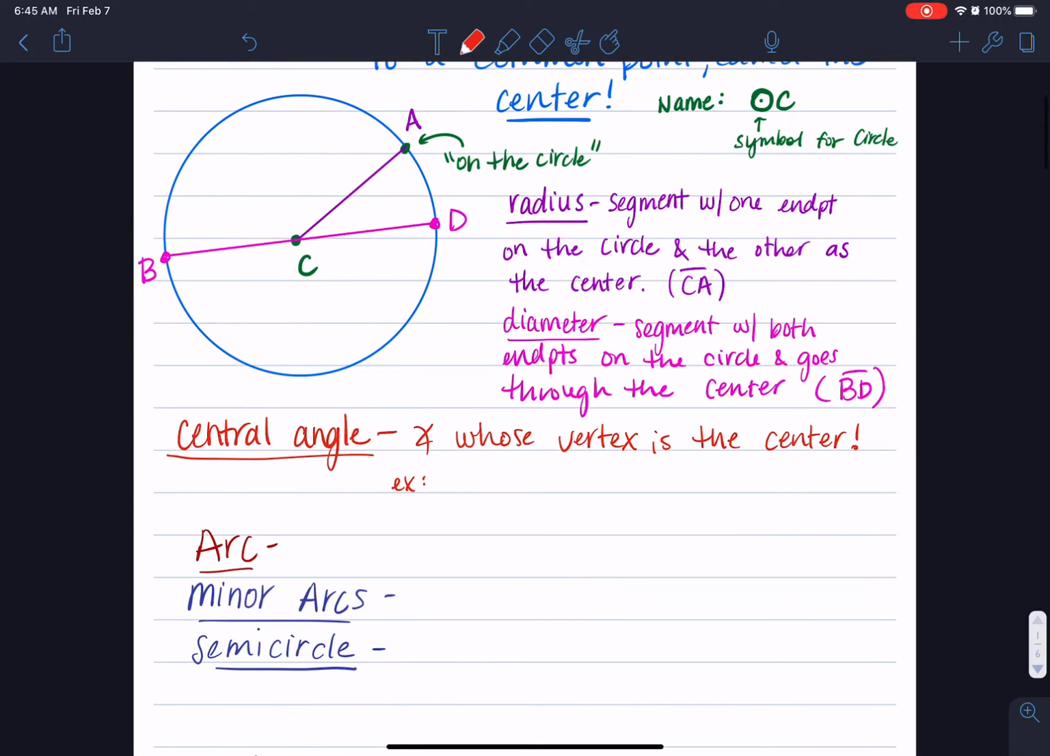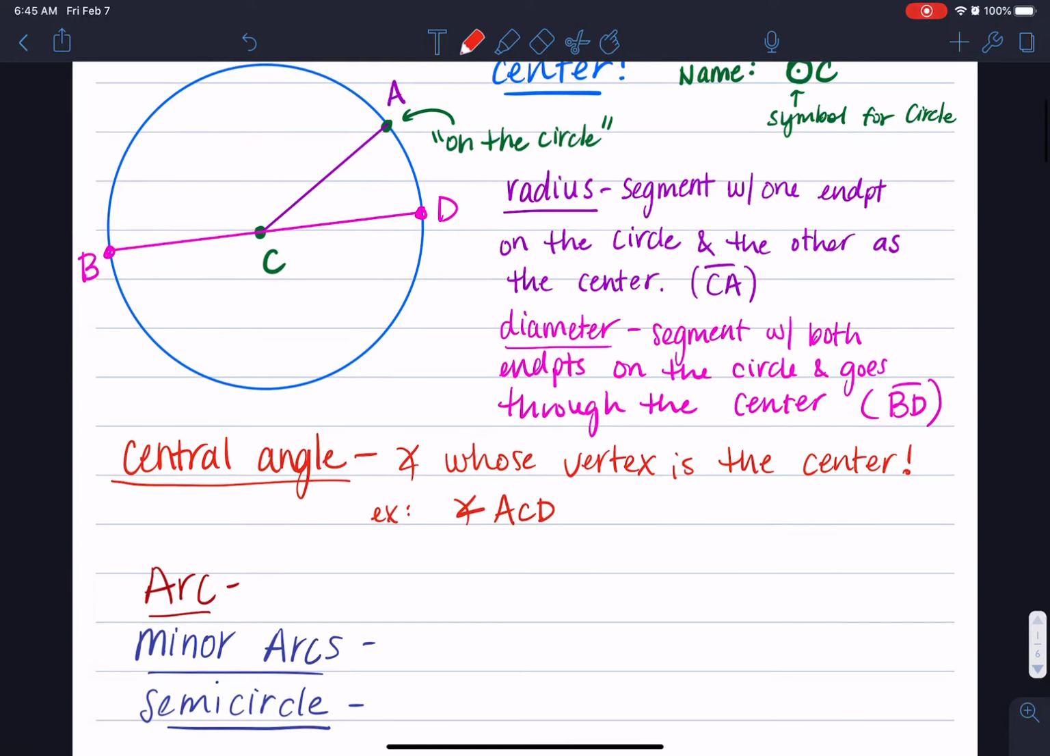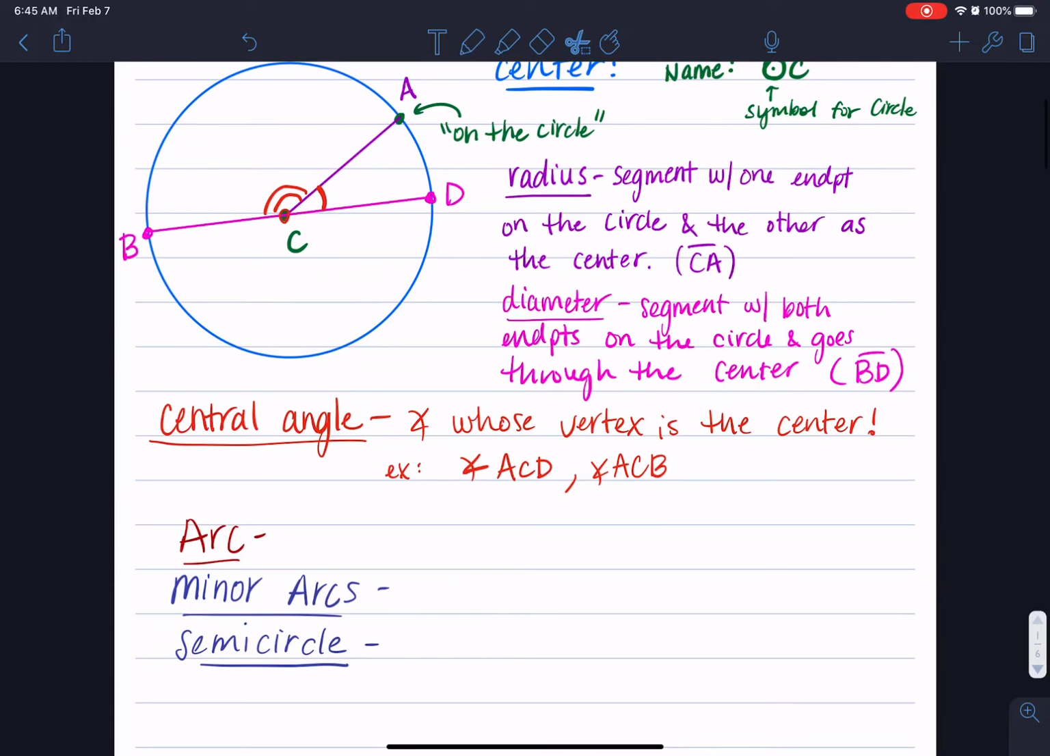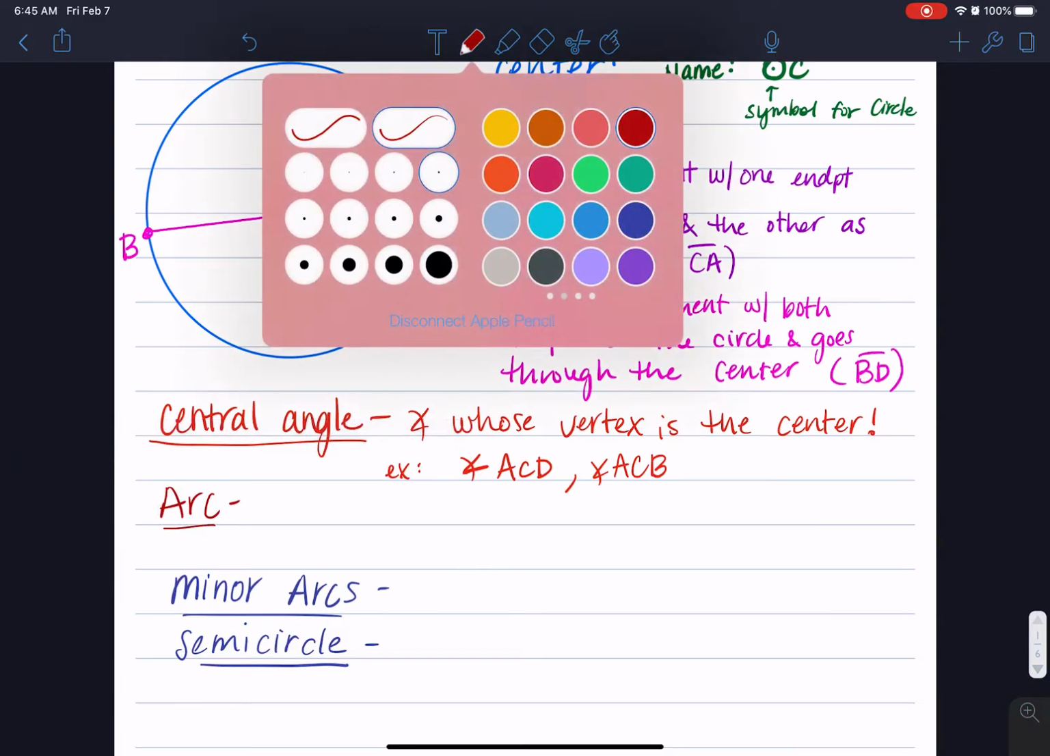So look at the diagram here. That would be angle ACD. That's a central angle because the vertex there is the center C. Another example would be angle ACB, the one right next to it. There you go. So just keep that in mind. That is a central angle. A few more vocab terms, and then we're going to practice.